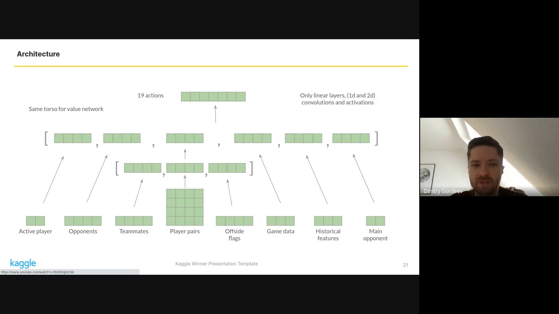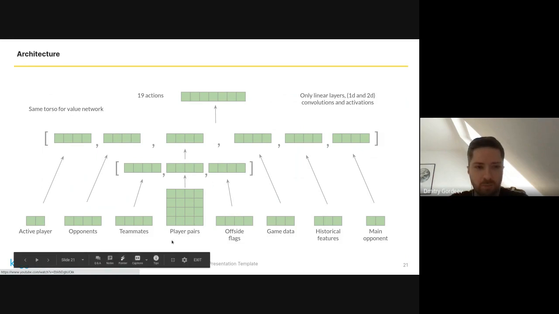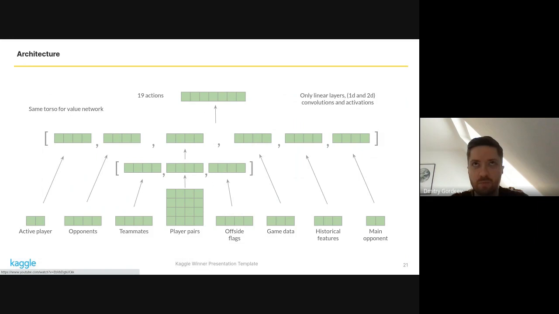I think we tried some angles-based features, which kind of do that as well, but we ended up with a simpler setup where the neural network has all the information to figure it out on its own. So we center the coordinates at the active player, and we provide all the coordinates, so all the vectors of the opponents and all the vectors of the teammates.